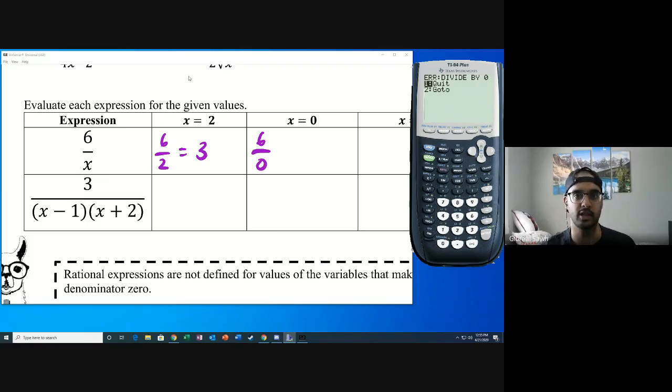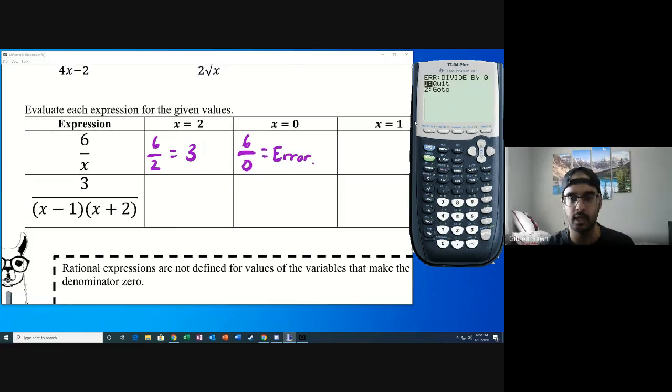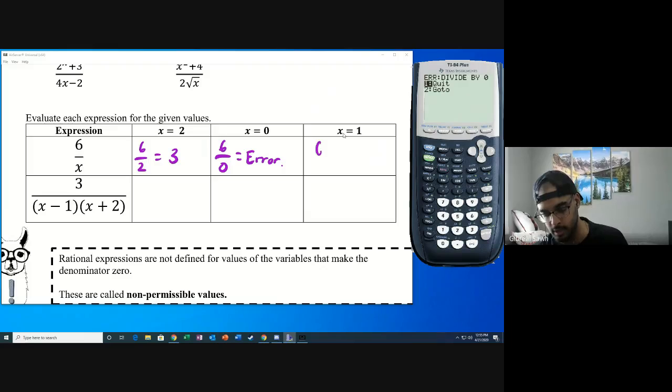depending on your calculator. I'm not sure what some of them say, but this one says I've got a division by 0. That's a problem. So this, we could say error divided by 0 doesn't exist, whatever you want to say. This just gives me an error. Okay, if x is equal to 1, plug that number in, 6 over 1, that gives me 6. So the other two numbers are fine, 0 gives me the issue.